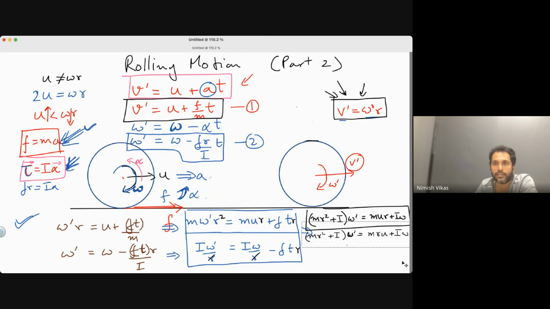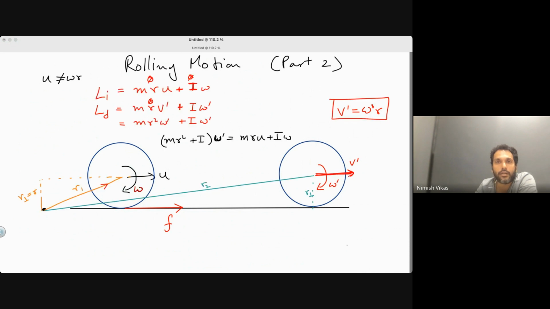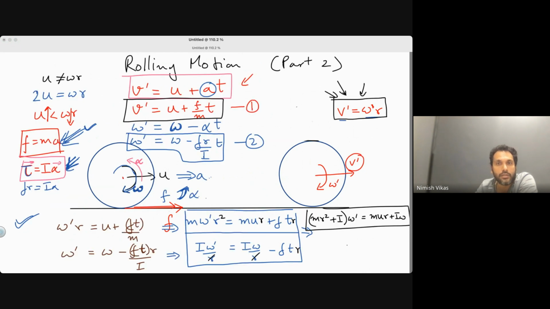I hope you are seeing the screen, this one, right? So the point is, we get it very fast if you are confident of using your angular momentum. We got it with almost nothing, just writing angular momentum initially and finally. With the other method, we have to write a lot. But yes, obviously it is closer to the mechanics which is happening, to the actual thing which is happening. Okay, that's it. End of class.